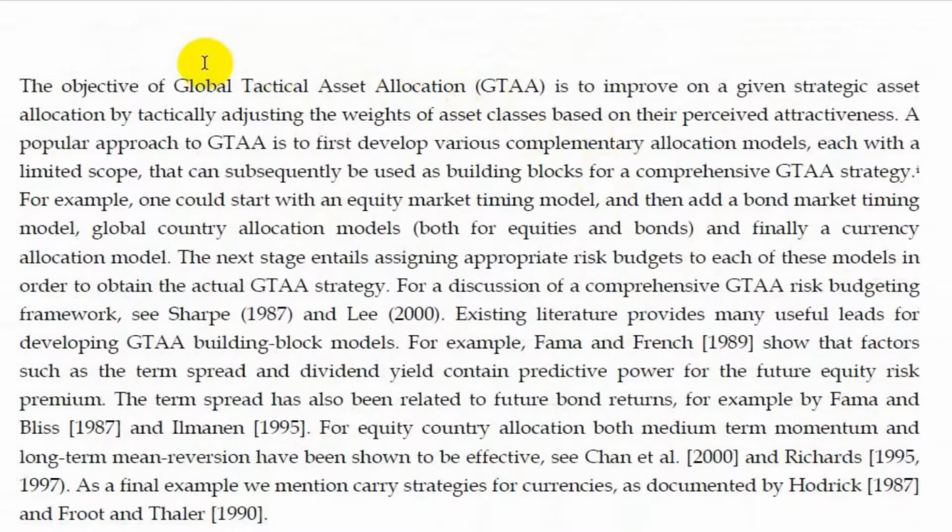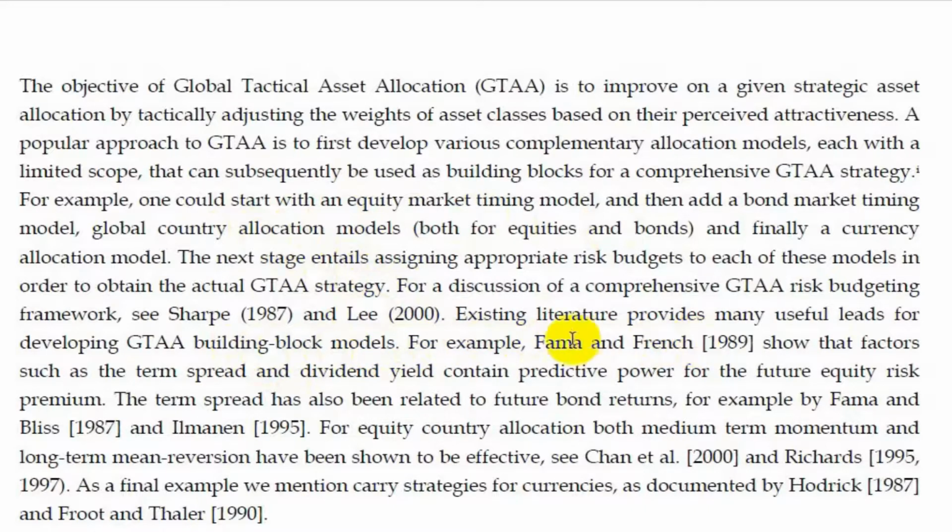So they start out with the definition of global tactical asset allocation, and that's the process of trying to tilt the portfolio to certain asset classes that you think are more attractive than maybe the benchmark. And so they suggest that this can be done by using a lot of different models in conjunction to ultimately tilt your portfolio to the asset classes that you want. For instance, you have a market timing model, bond timing model, country allocation, so on and so forth to get to your final allocation. And they call these building block models.